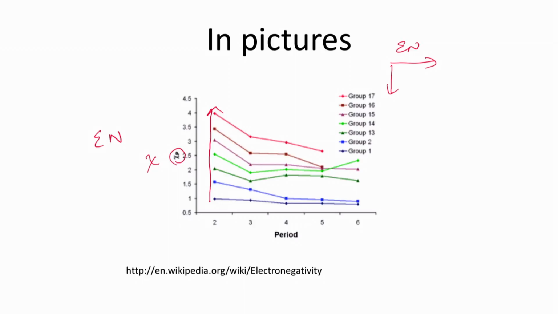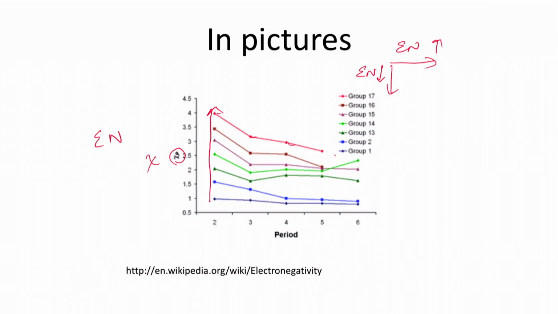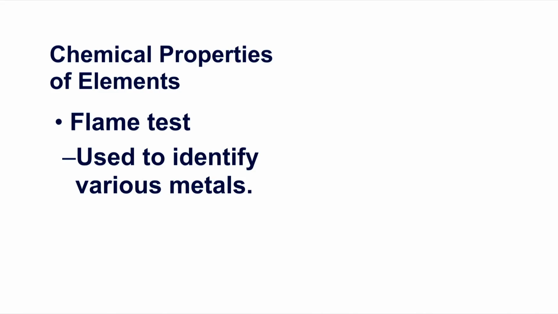If you go across a period, electronegativity increases. And as you go down, the electronegativity tends to decrease, meaning that they have a smaller tendency to gain electrons and a greater tendency to actually lose electrons as you go down.